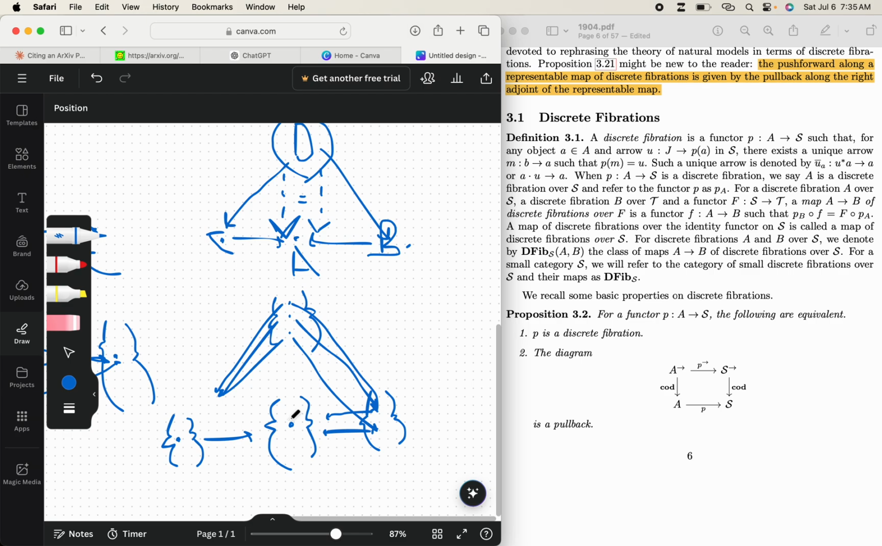The singleton set, any singleton set is, I believe, the terminal object in the category of sets. And the terminal object, the definition is, I think, that it's an object for which there is only one morphism. There's one and only one morphism from every other object in the category.